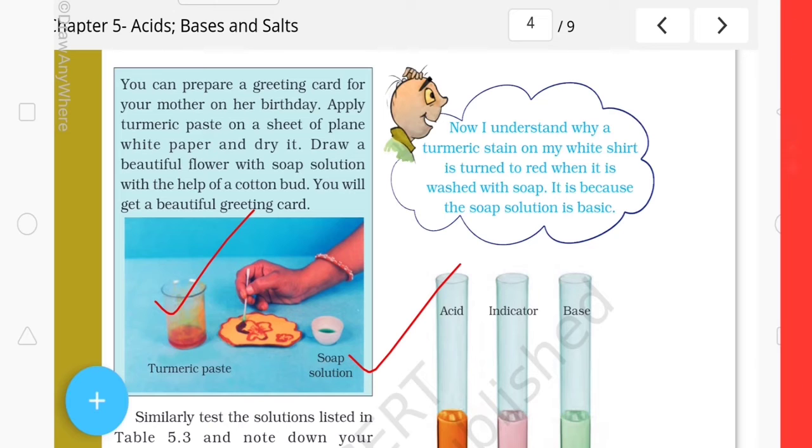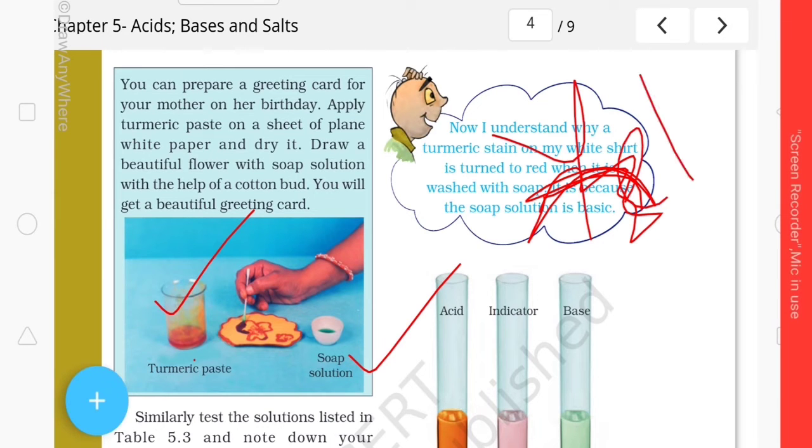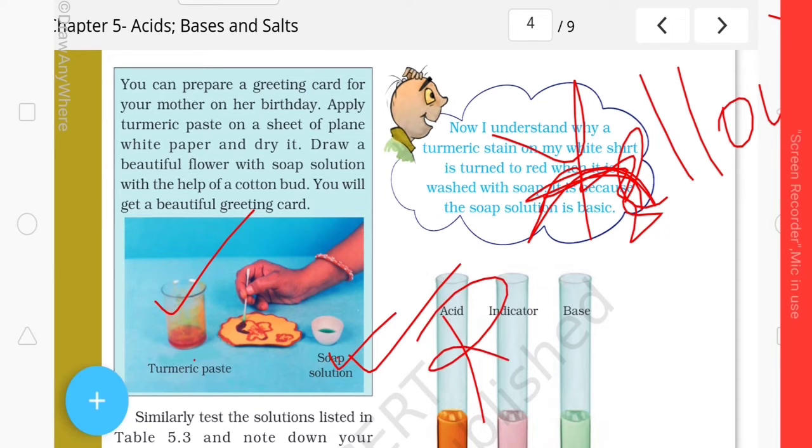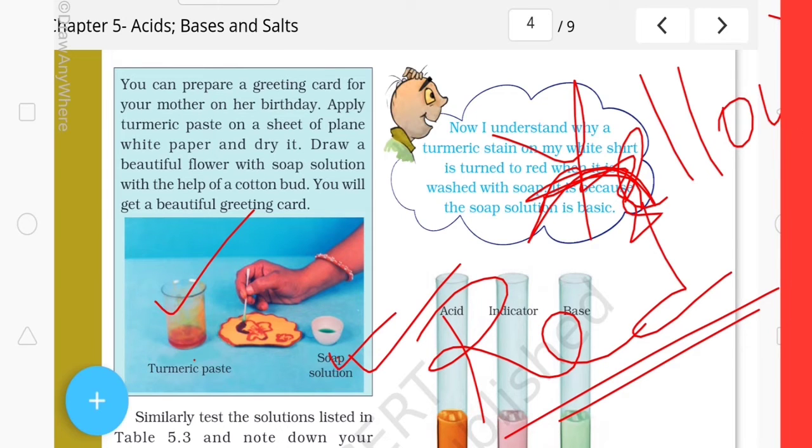Now let's draw with the turmeric paste. What is the color of turmeric? Turmeric is yellow in color, isn't it? Now we are drawing with turmeric, which is yellow in color, and over the yellow color, let's add this soap solution. We'll draw again on top of the yellow turmeric with the soap water. If we add the soap water, the yellow color of the turmeric will turn red. Automatically it will turn red.